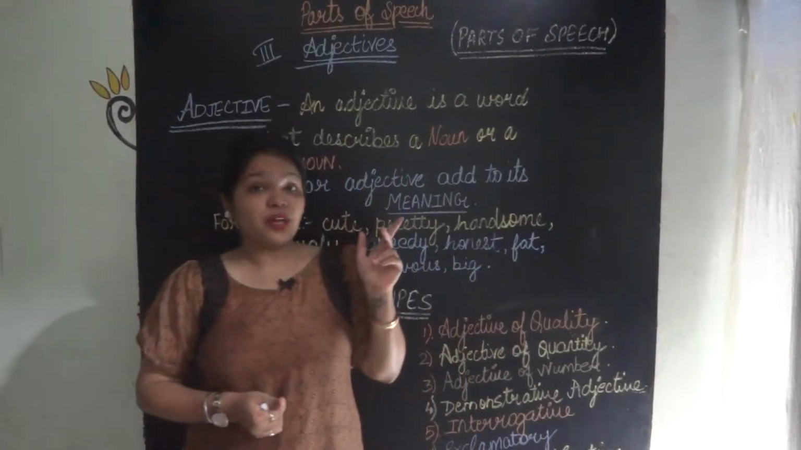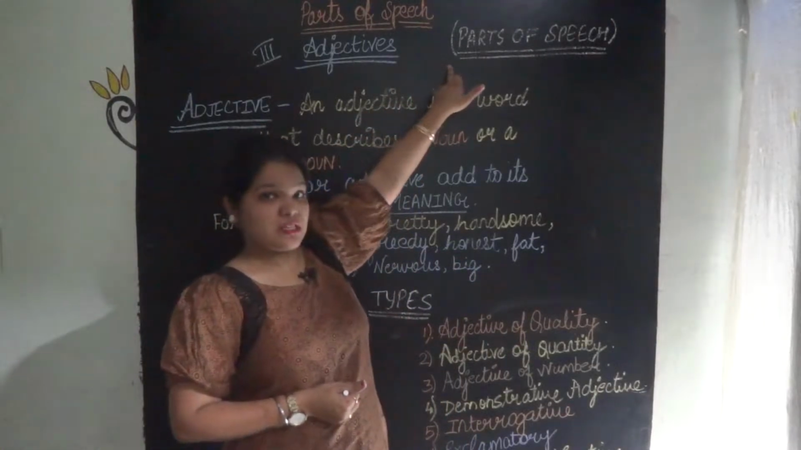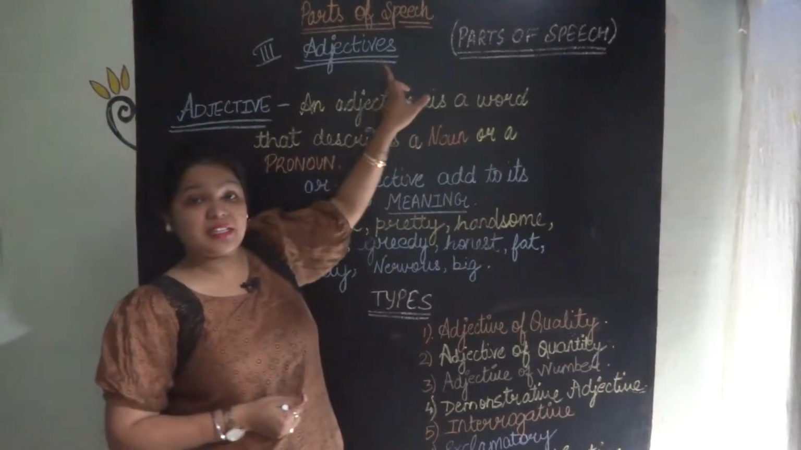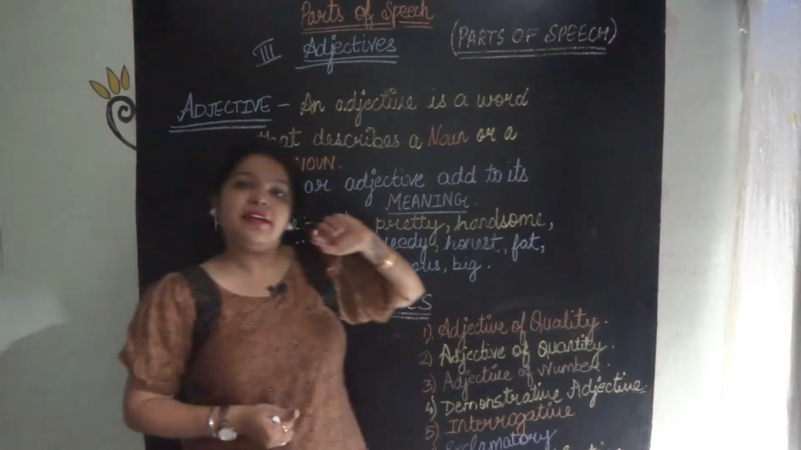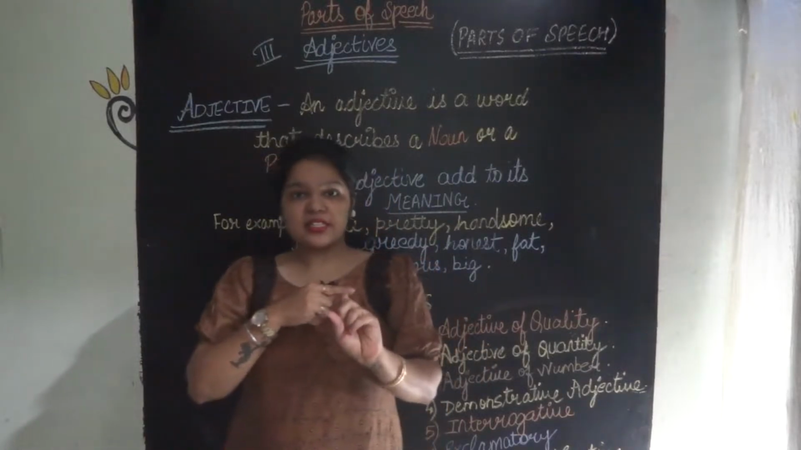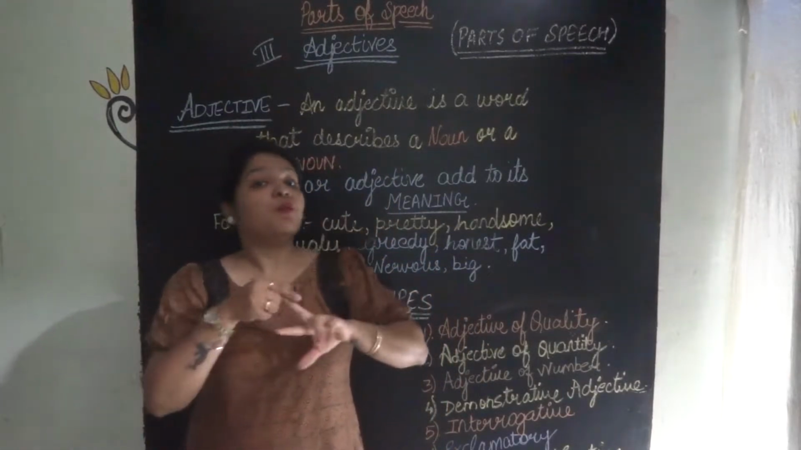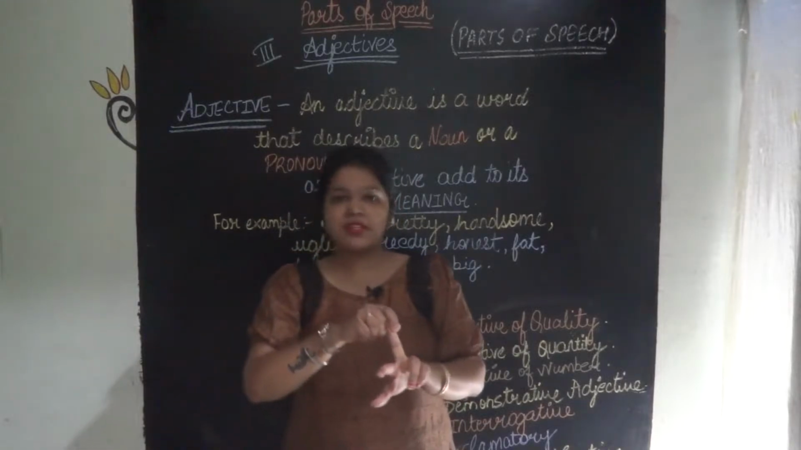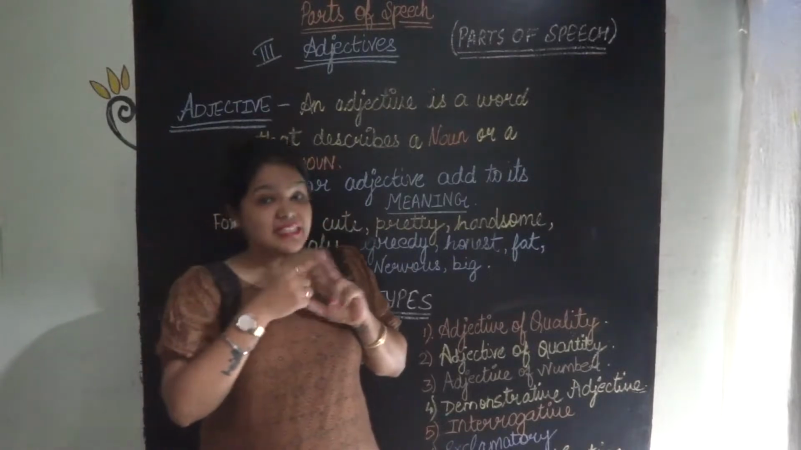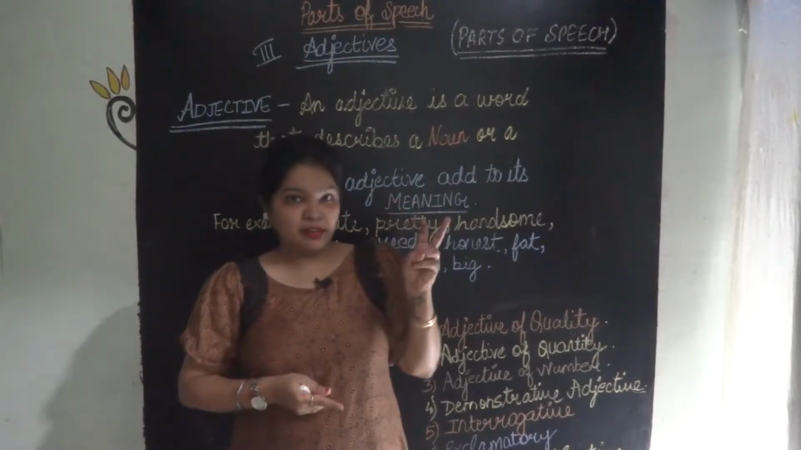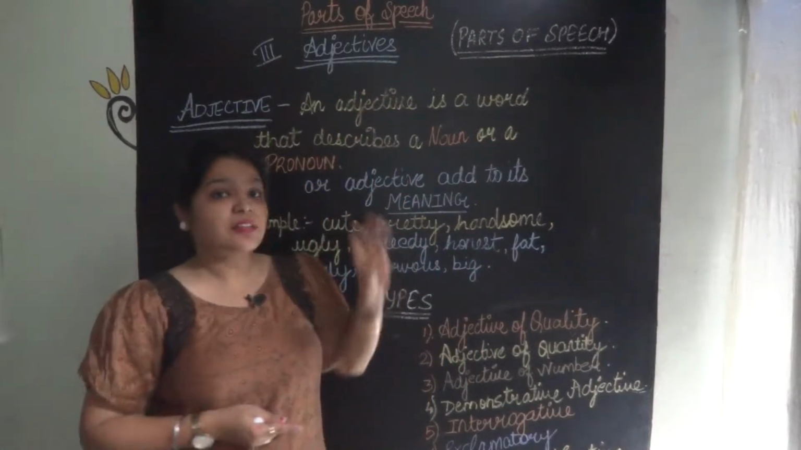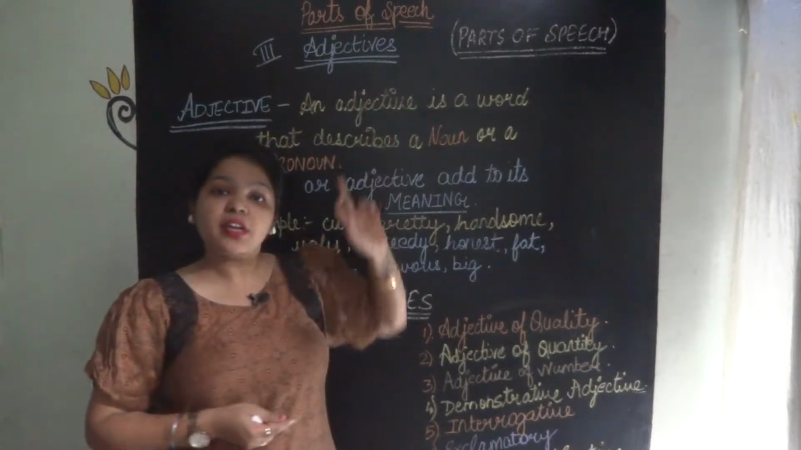So, what were we doing? We were doing the parts of speech, the series of parts of speech. Today is the third series, that is adjectives. We have done nouns, its types, what are nouns, with examples. Then we have done pronouns, its types, its examples, and everything has been covered in that video. If you want to see those two, you can go and see that also. And today we are going to do the third part of speech, the adjective.